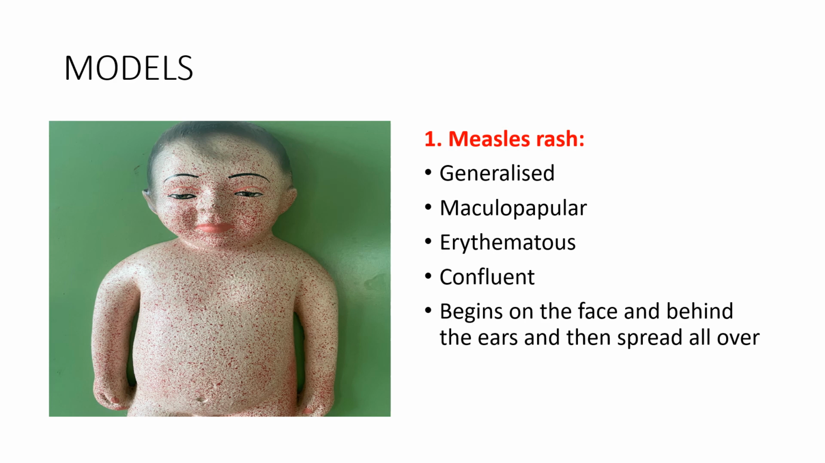Now just a quick look at some of the models. Again, it's not exhaustive. This particular one in question is that of measles rash. Why? Because it's generalized, maculopapular in nature, erythematous, confluent. It usually begins on the face and behind the ears and then spreads all over. That will be your clinching line for why you have said this is a measles rash.